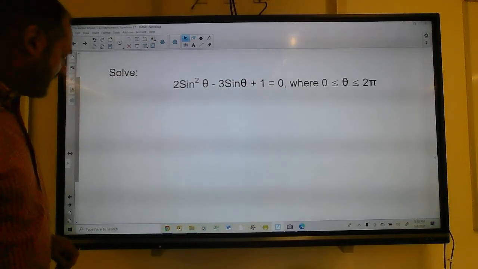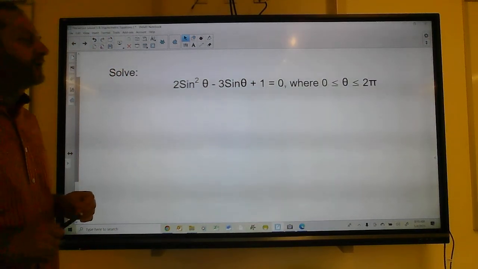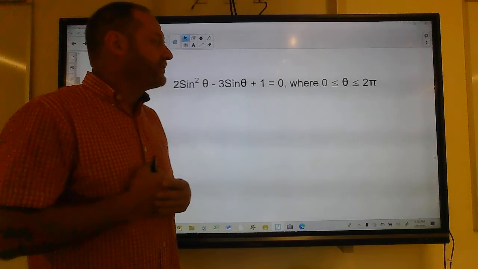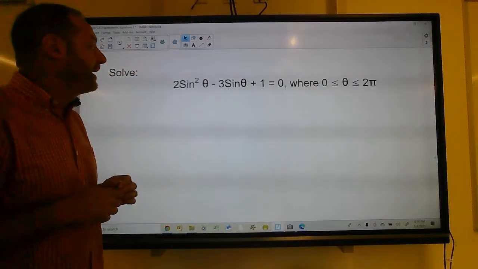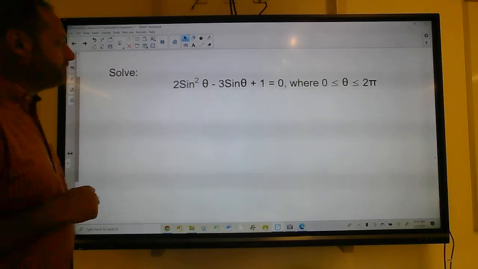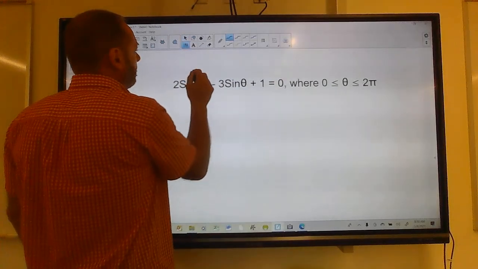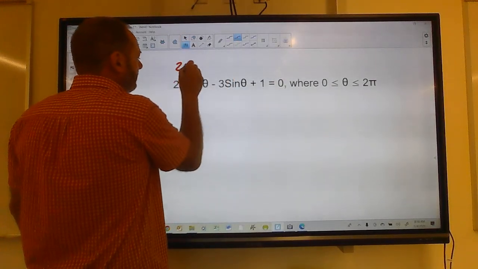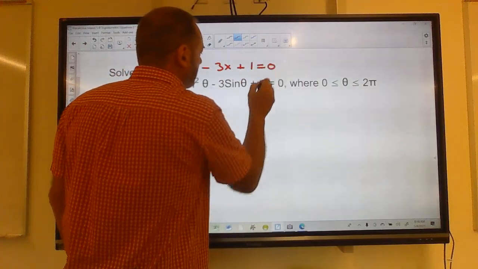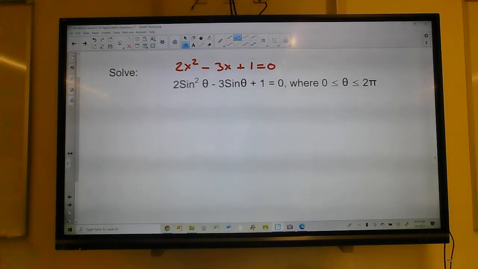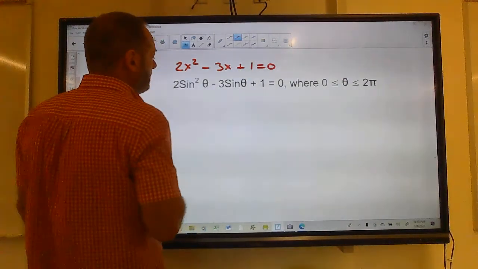Like solve something like this: 2 sine squared theta minus 3 sine theta plus 1 equals 0, when theta is between 0 and 2 pi. If you look at this, it's just basically a quadratic equation. This looks just like 2x squared minus 3x plus 1 equals 0. So we're going to solve it the same way we would do that. We're going to factor this thing.